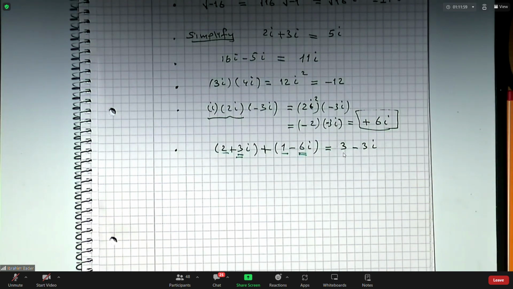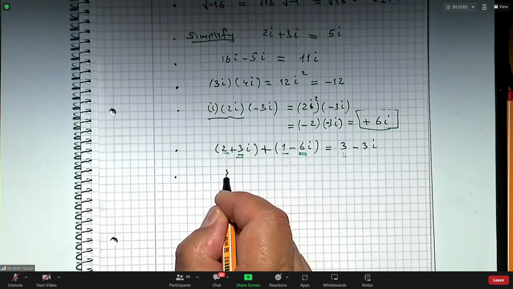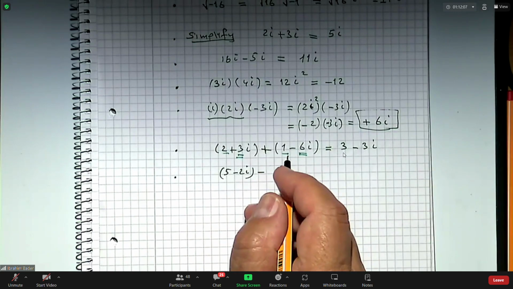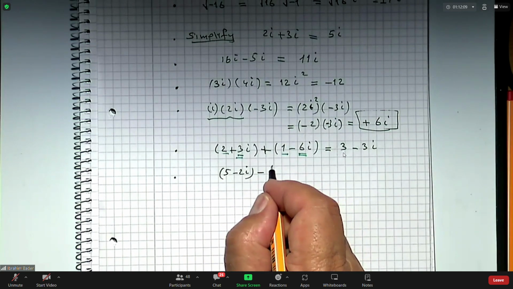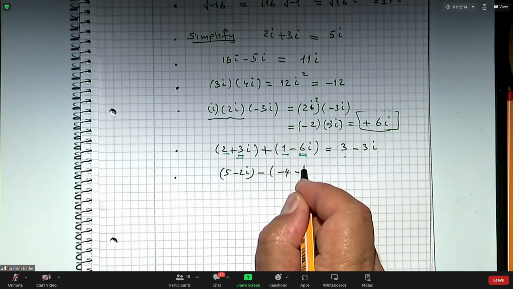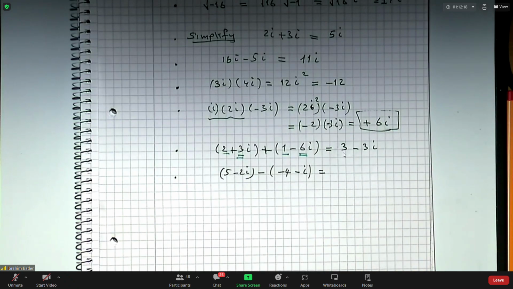Okay, subtraction: 5 minus 2i minus 4 minus i. Again here the same. Now you have to be careful with the negative, right?